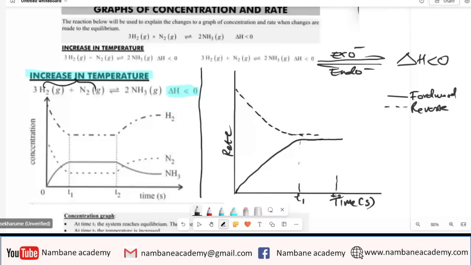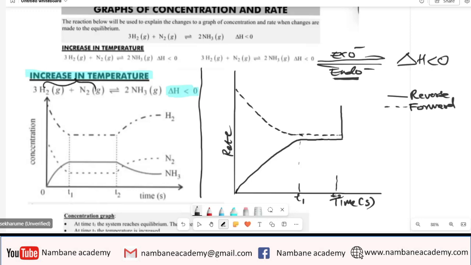So I'm having that graph there. Okay. Because H2 and N2 is a broken line, the broken line will represent the reverse. The solid line will be the reverse. The broken line will be the forward reaction. All right. So I want to increase the temperature. Increasing the temperature, we favor endo, which is the reverse reaction. So the reverse reaction will be a solid line.